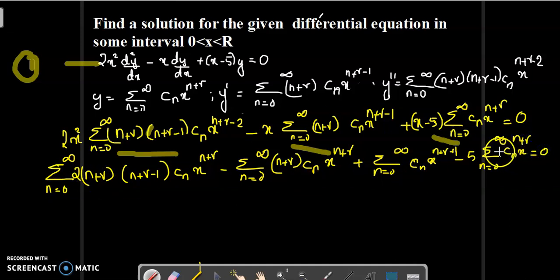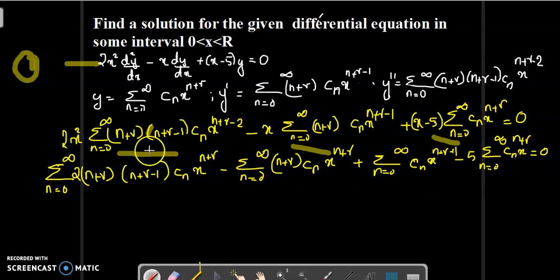This is our substituted equation. Now what we have to do is change all the terms to the lowest power. That is, we have to change everything into x raised to n plus r. Now this term is okay over here. Here also no problem. This is the only term where we have to change it.